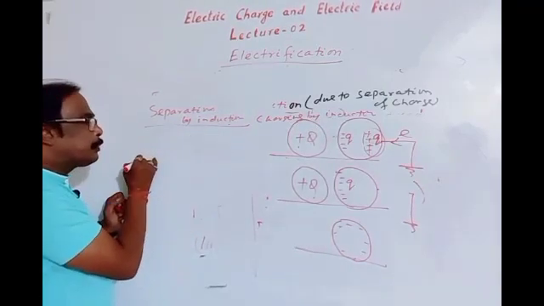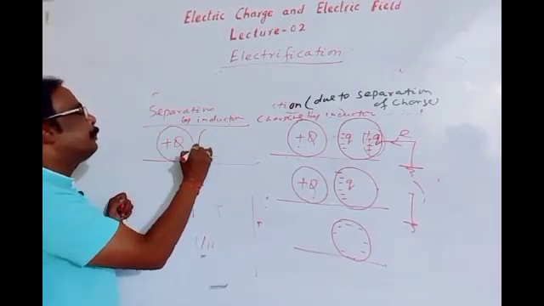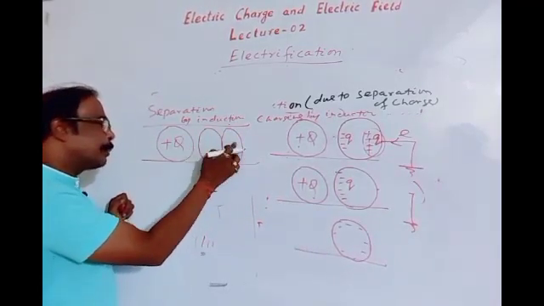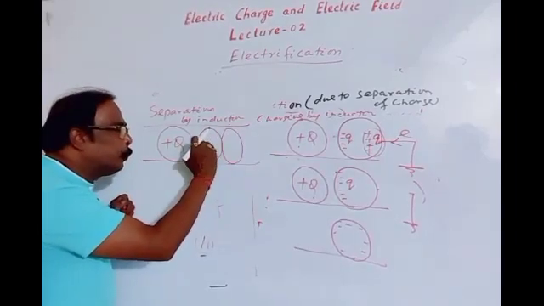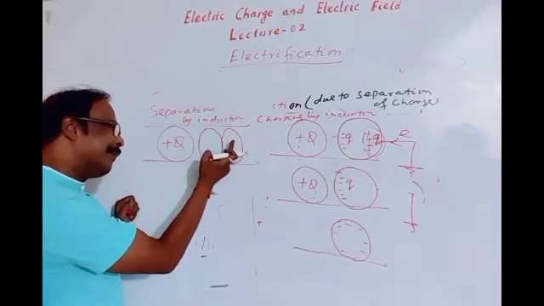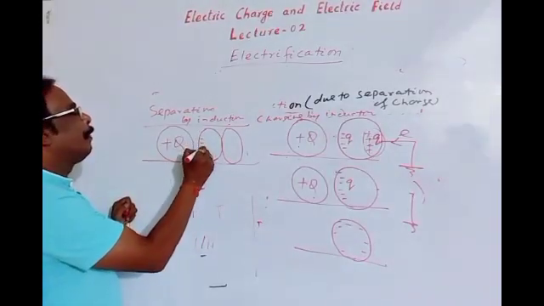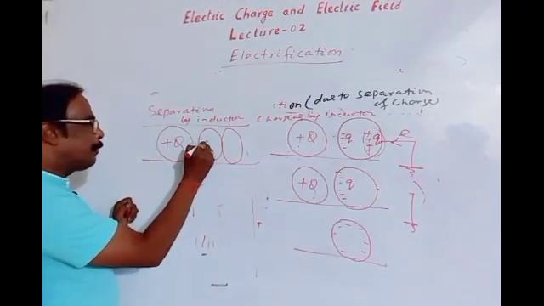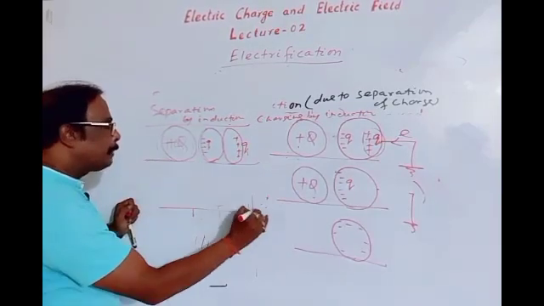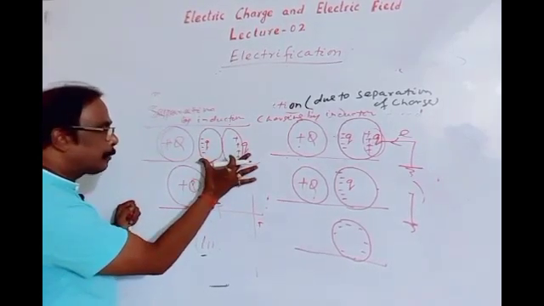Separation by induction. Let's consider this is the inducing charge. You may take plus Q or minus Q. These are two conducting bodies in contact. When two conductors are brought in contact, the two bodies behave as a single body, because charges flowing in this body will also transfer to this body easily through the conducting path. Now, opposite charge will develop at the near end and similar charge at the far end. In the presence of inducing charge plus Q, now these two bodies are separated.